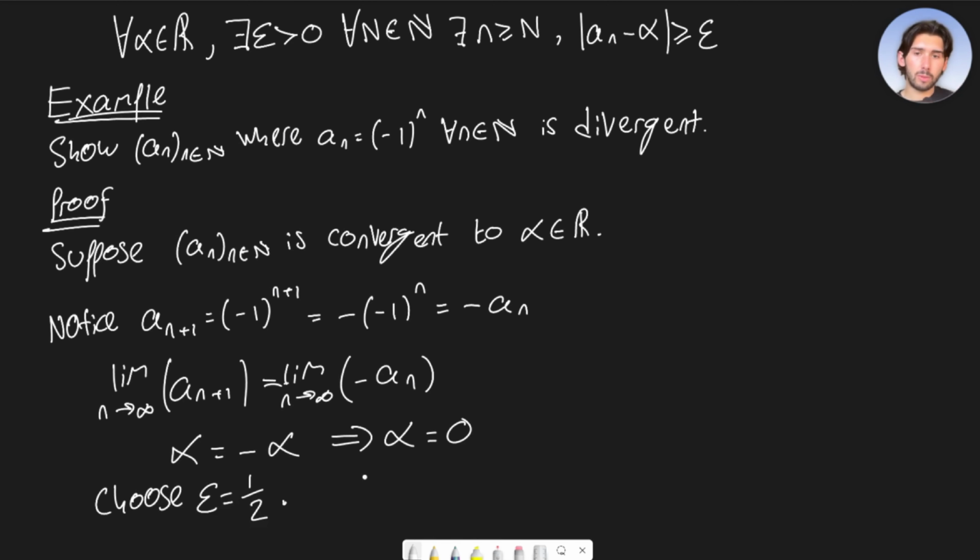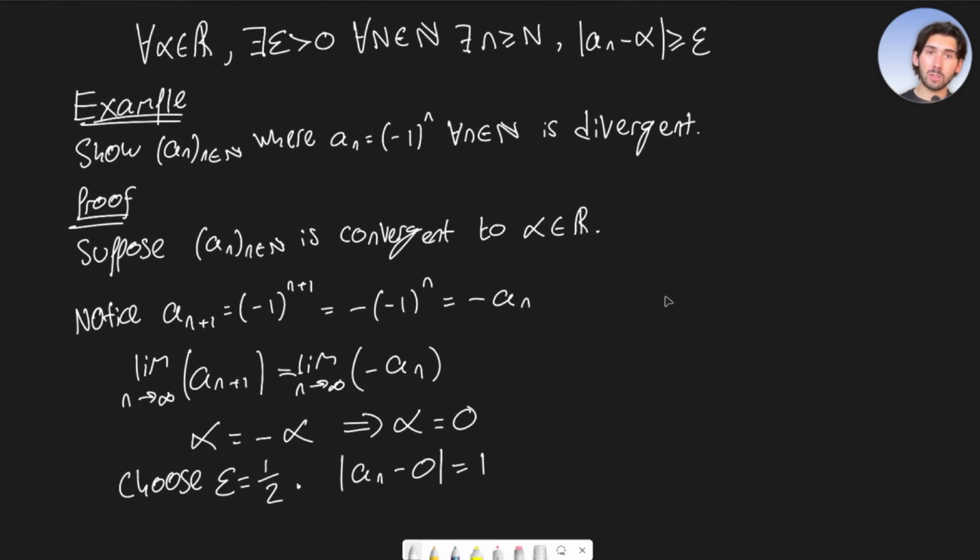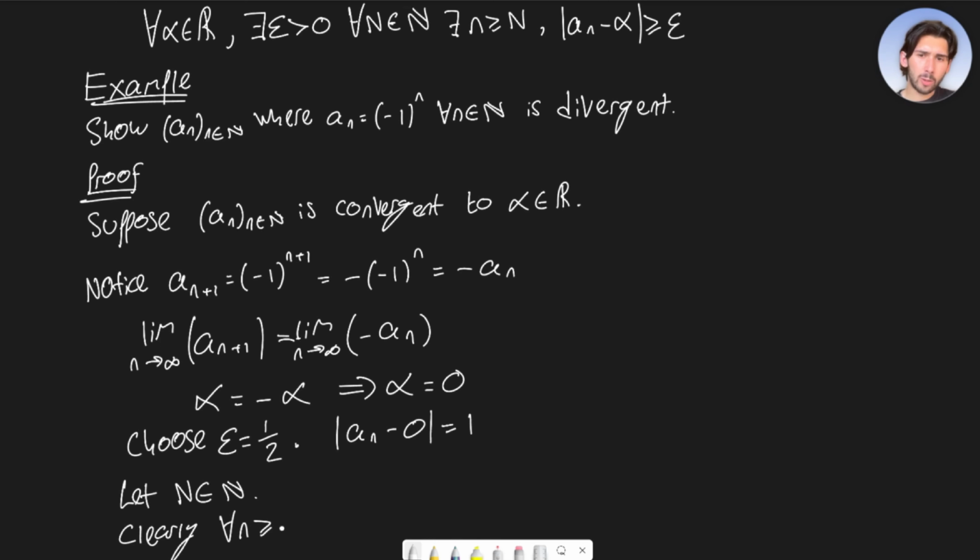Now, let's notice something. The distance between a n and alpha, which we've concluded has to be 0, is clearly the number 1, right? Because a n can only be 1 or minus 1, and we're taking the absolute value of it. So this is 1. But because of the definition of divergence, hopefully you can agree that actually this is satisfied. Because indeed, if I choose an arbitrary capital N, so let capital N be any natural number, clearly for all n greater than or equal to that capital N, the distance between a n and 0 is indeed greater than or equal to epsilon, which I've chosen to be 1/2.